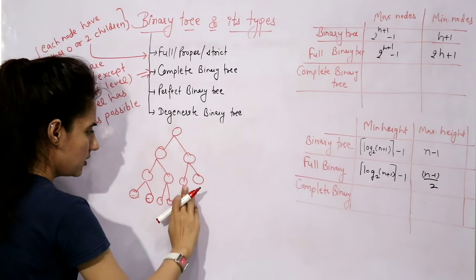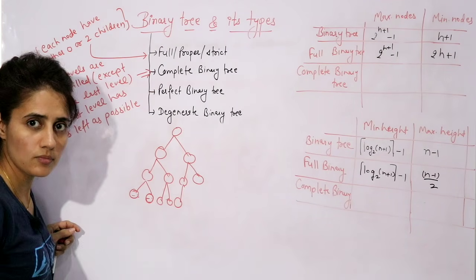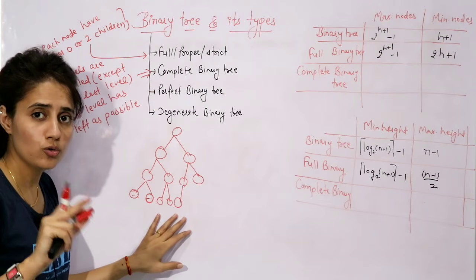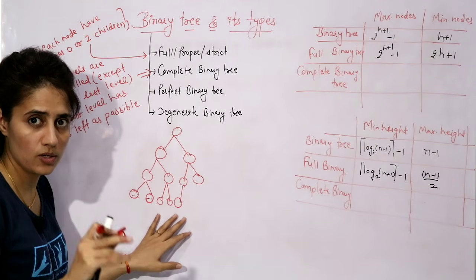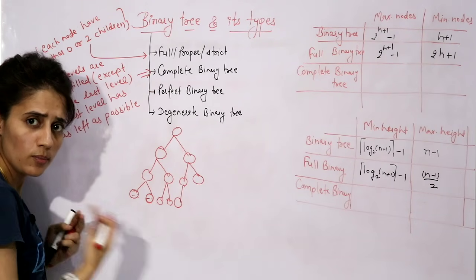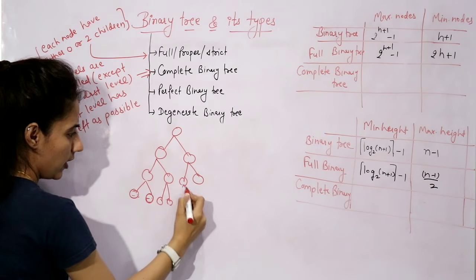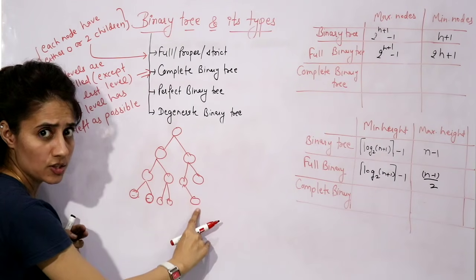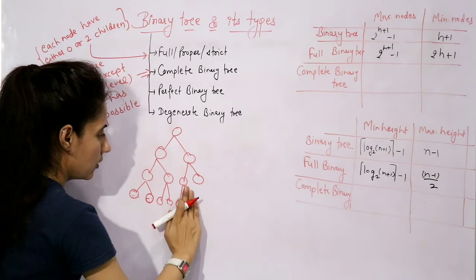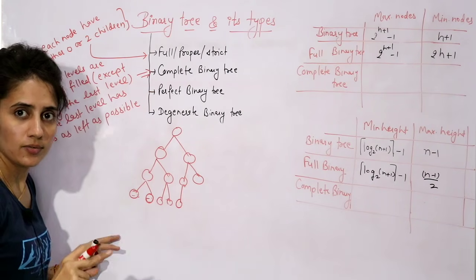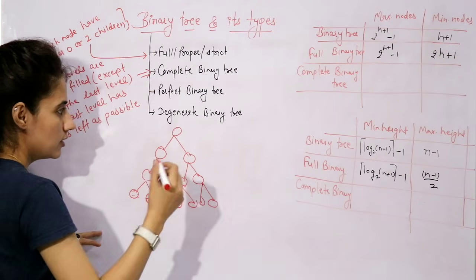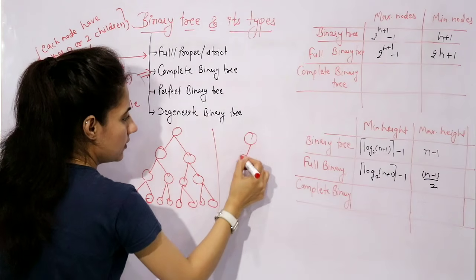Now is this a complete binary tree? Yes, because the condition is not that each node has exactly 2 children. So at the last level you can have 1 child, but that should be filled from left to right. See, here you cannot fill the right child. First of all, you have to fill the left child, right? So this is also a complete binary tree, and this is also a complete binary tree. Now see, is this a complete binary tree?